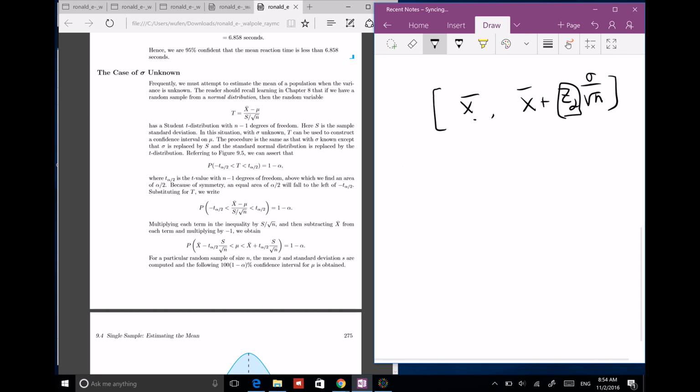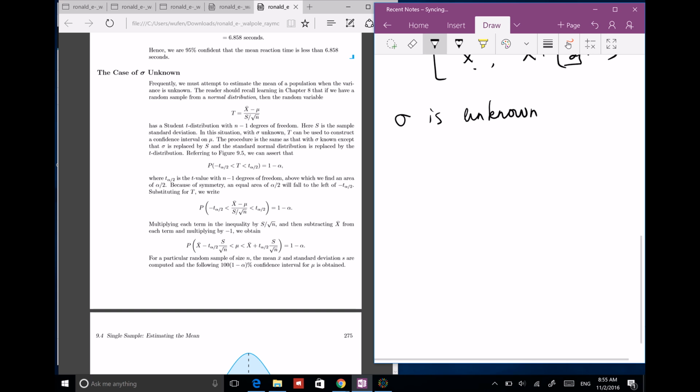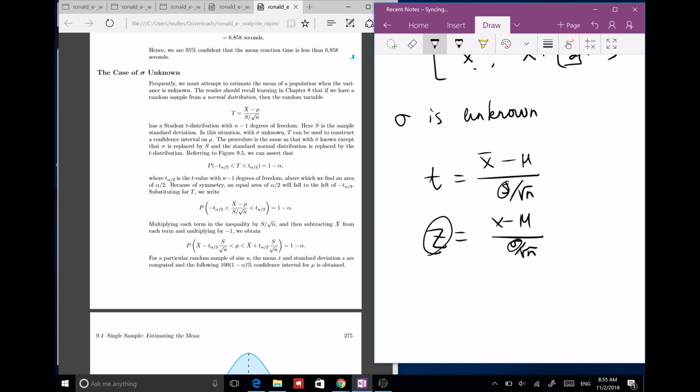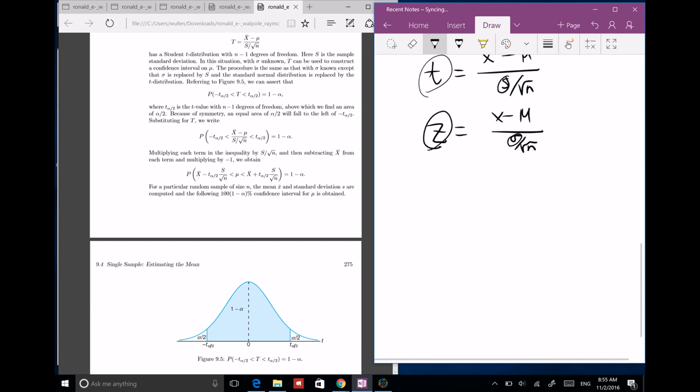Now we look at when sigma is unknown. When sigma is unknown, the distribution changes into the t distribution. So we use the t distribution of x bar minus mu over s over the square root of n. Previously we had sigma over the square root of n, so z equals x bar minus mu over sigma over the square root of n. The only difference: if sigma is known, use the z distribution; if sigma is unknown, use the t distribution. Everything else is exactly the same.